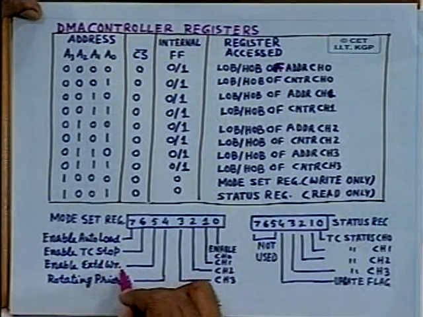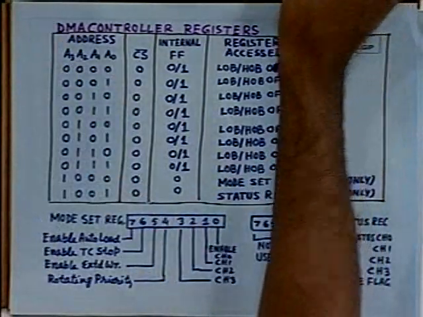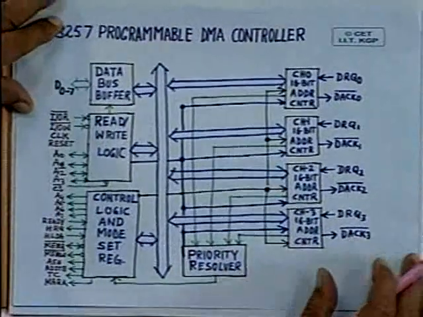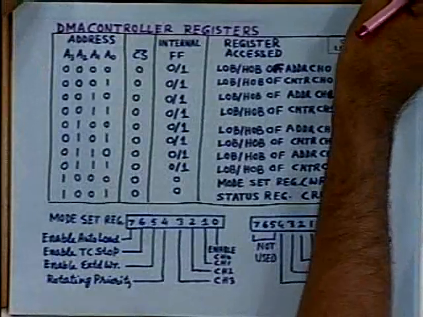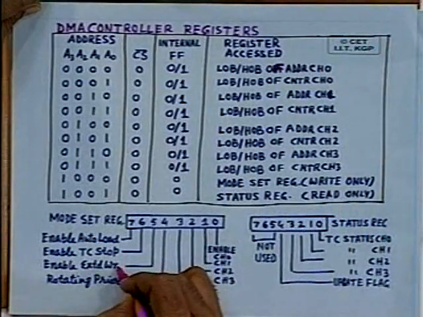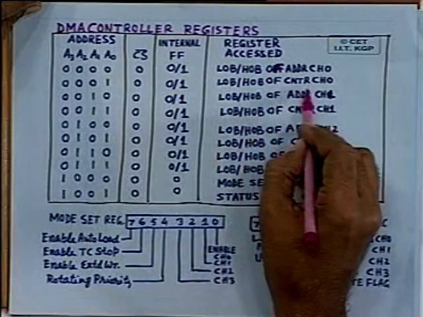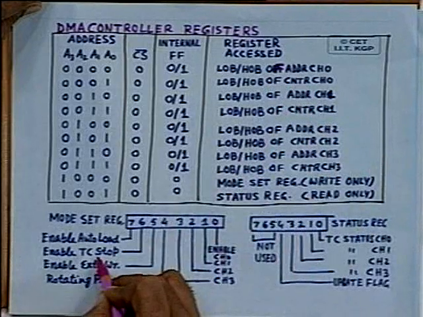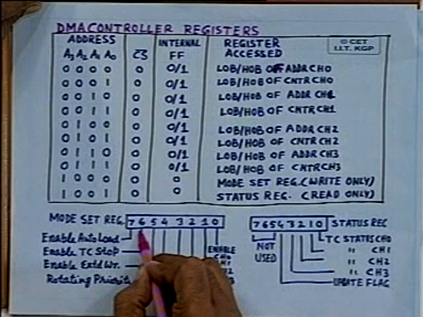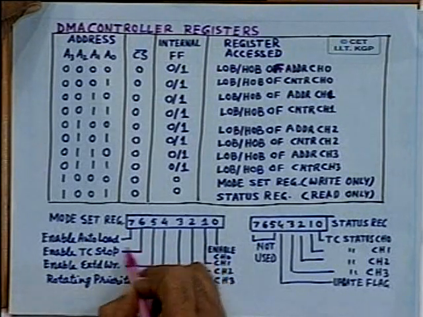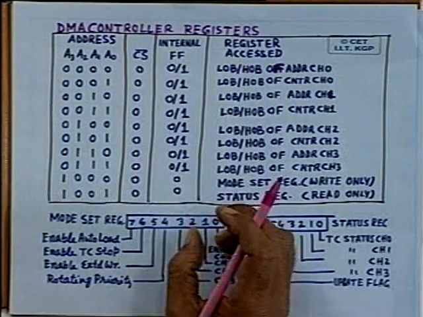If you want, the write signal may come early, because the write signal is generated by the DMA controller when the DMA controller is the master, and that can be decided by this bit. And this enables terminal count stop. Whenever the count register becomes zero, it can automatically stop, or it can be ready for next operations. And this is your enable auto load. Auto load is for one particular channel.